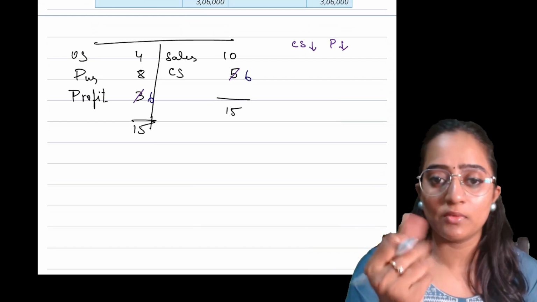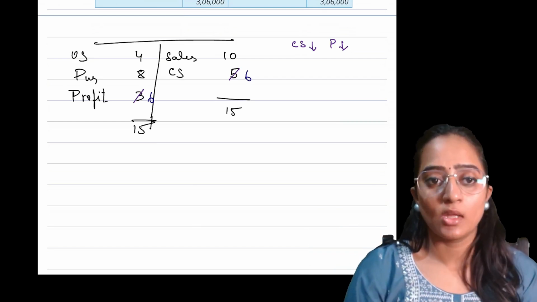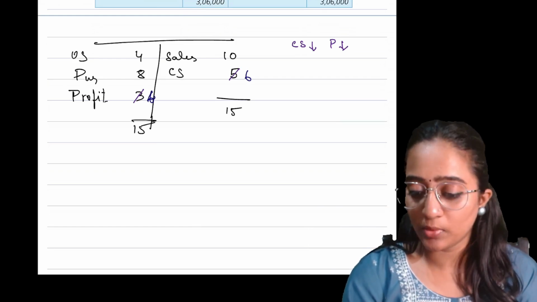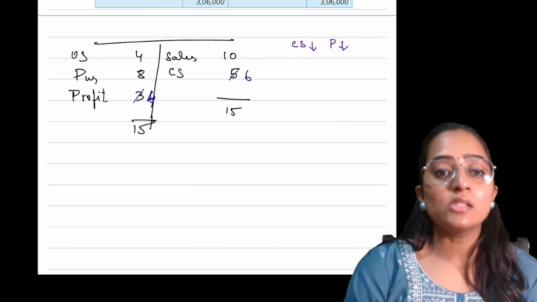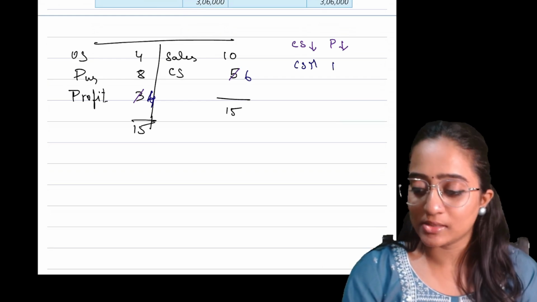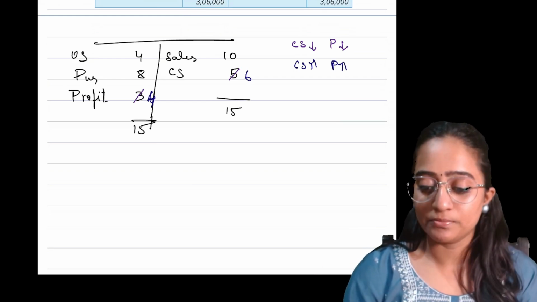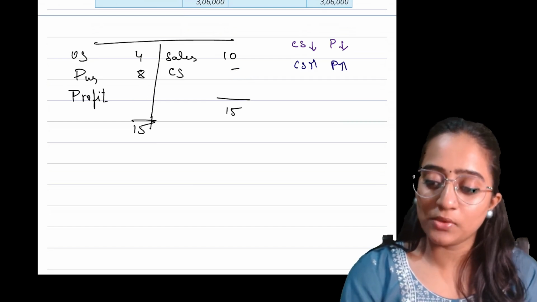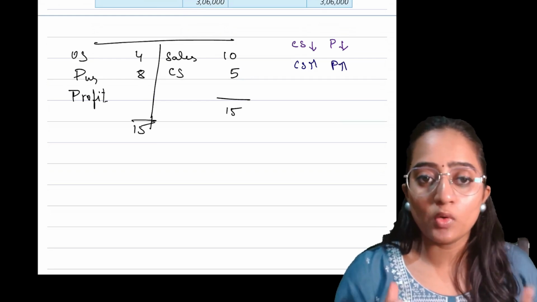Do the math, everyone, do the math. You'll get 6. So what does it represent? Sorry, this is going to be 4. It means if your closing stock increases, your profit also increases. Correct? Now, keeping the closing stock constant, let's change the figure of opening stock. Why are we doing all these things?